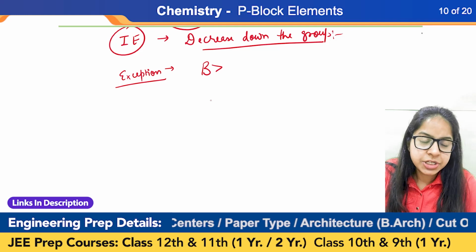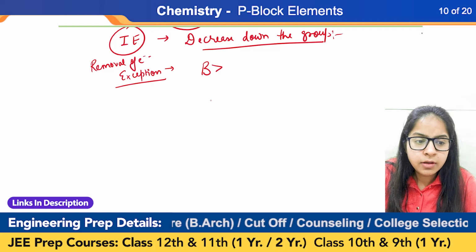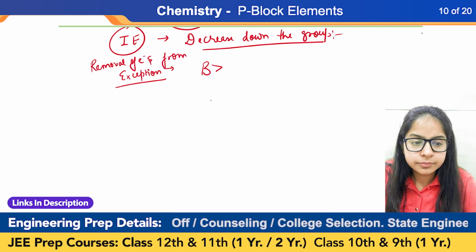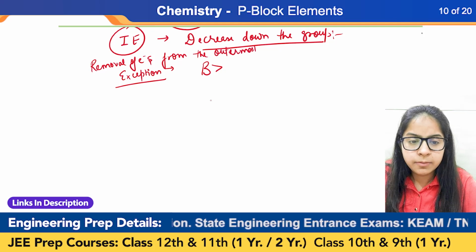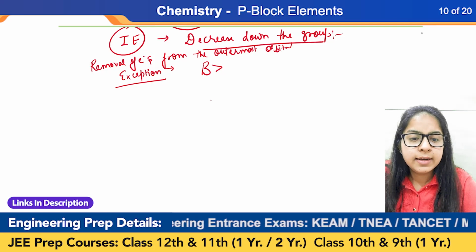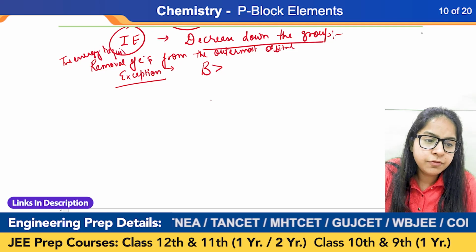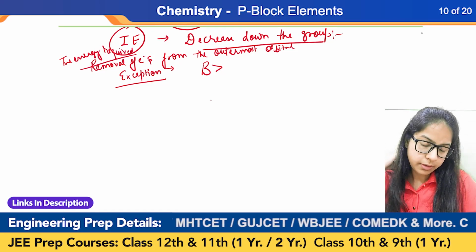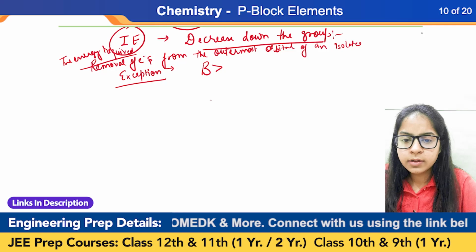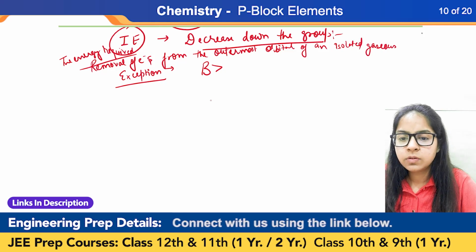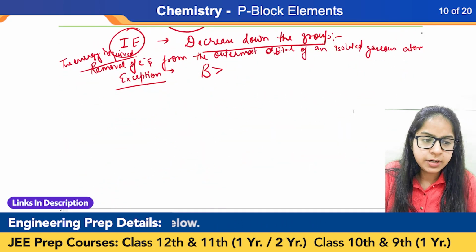Because what is ionization energy? Ionization energy is the removal of an electron from the outermost orbital. The energy required to remove an electron from the outermost orbital of an isolated gaseous atom is called ionization energy.